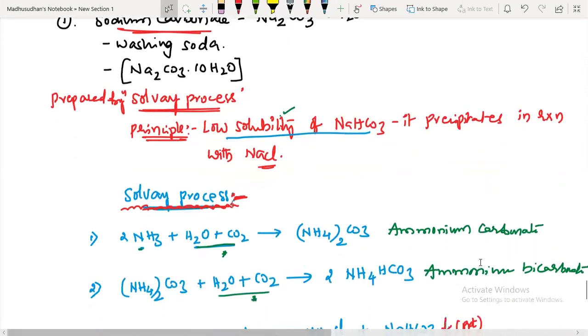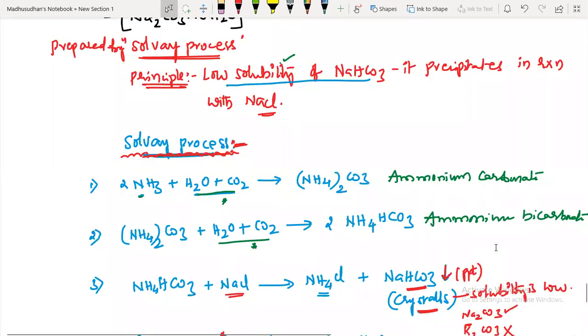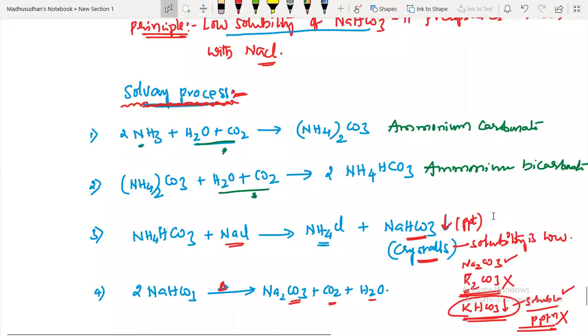Okay. Note down first. So there are four steps. First step, ammonium carbonate formation. Second step, ammonium bicarbonate. Third step, sodium bicarbonate. And fourth step, sodium carbonate. And the next point in this is, you are getting ammonium chloride formation in the third step. This ammonium chloride now can be useful for the recovery of ammonia.